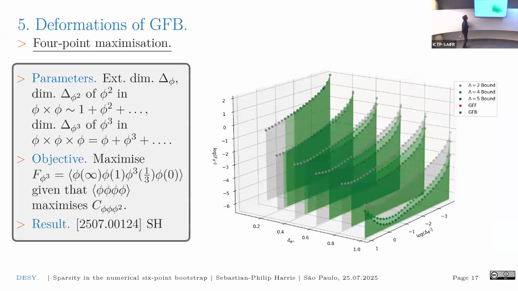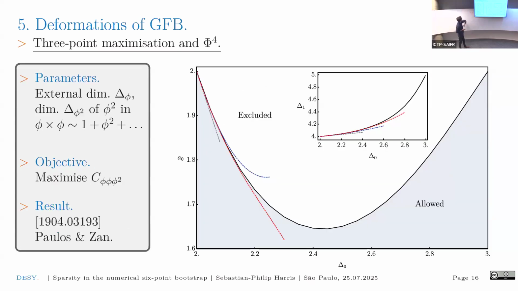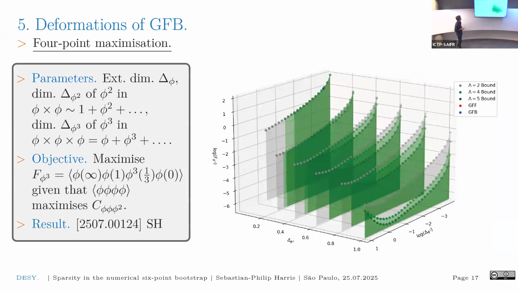And for this, I would propose the following problem. So some 4-point maximization. First, we maximize the 3-point function. Now we maximize the 4-point functions. And the parameters are, again, delta phi and delta phi squared. But additionally, you can now also play with the dimension of the first operator that occurs in the phi times phi times phi triple OPE, which I call phi cubed here.